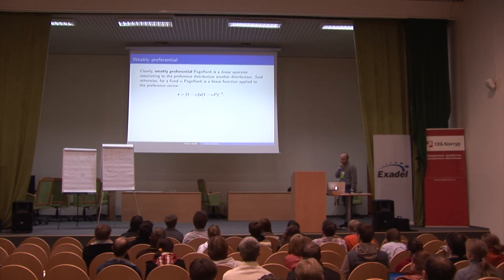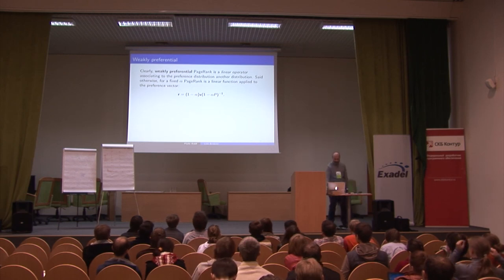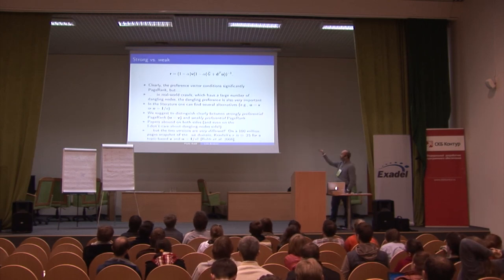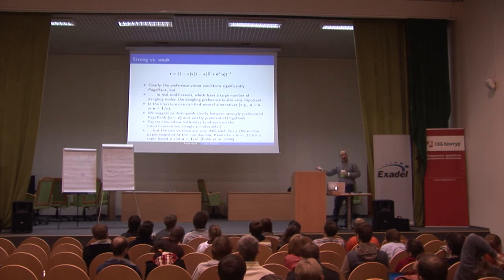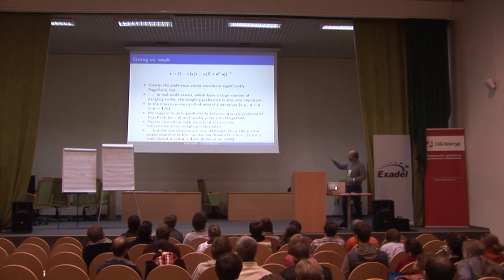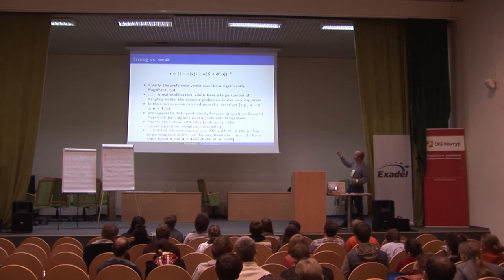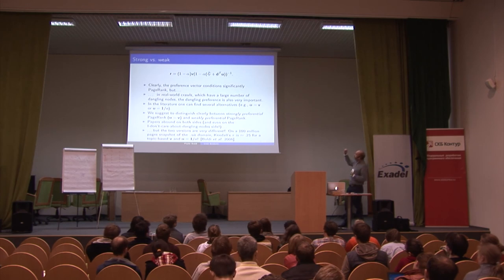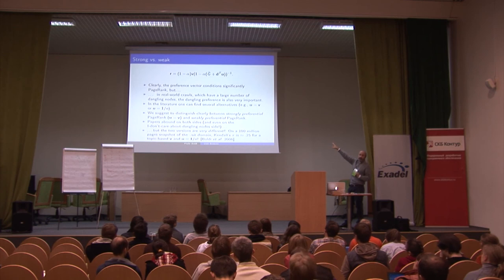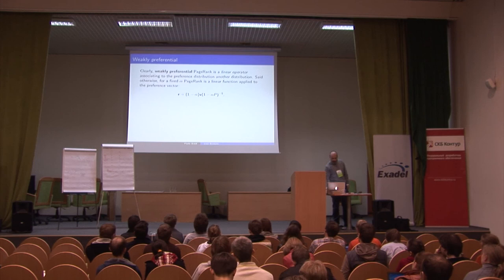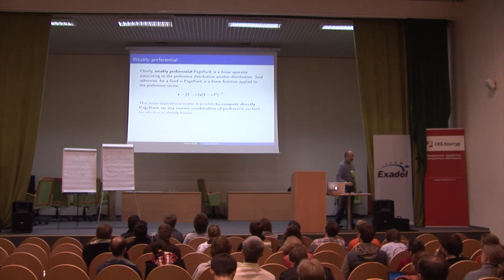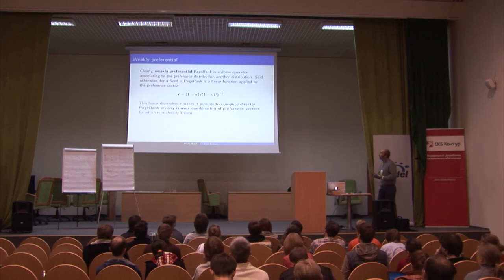Now, if you look at the weakly preferential case, weakly preferential means that V and U are not correlated, and you choose U, and then you choose V. Suppose that you fix U, however you please, and look at PageRank only as a function of V. It is clearly a linear function, right? It's a linear operator applied to V. So this is nice because you can compute directly the PageRank on any convex combination because it's linear.